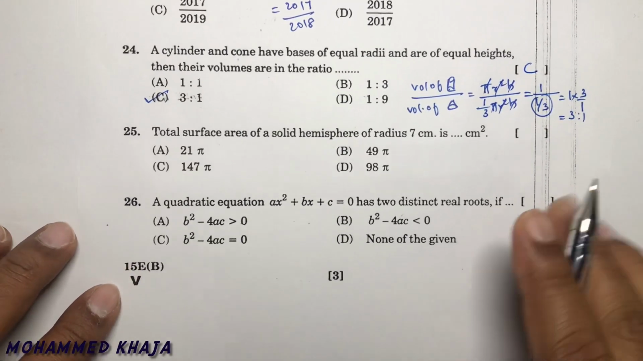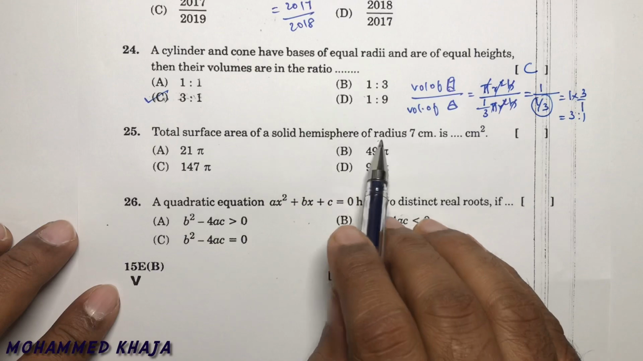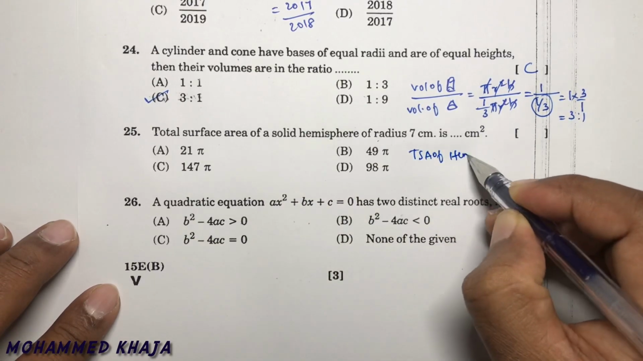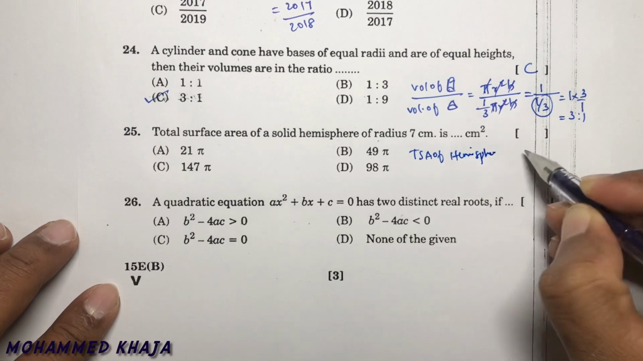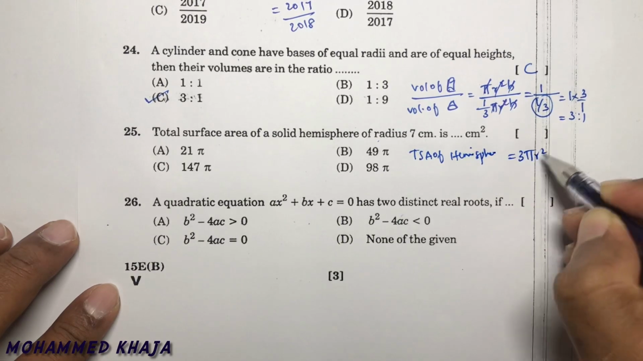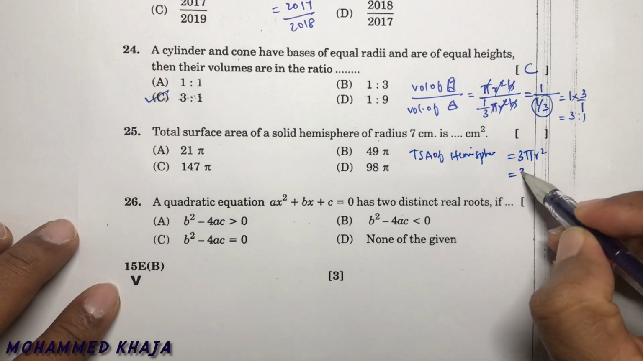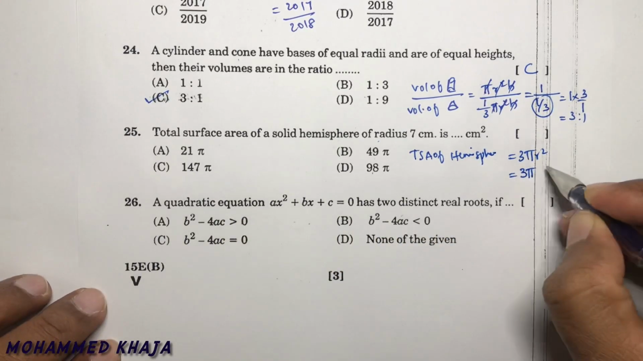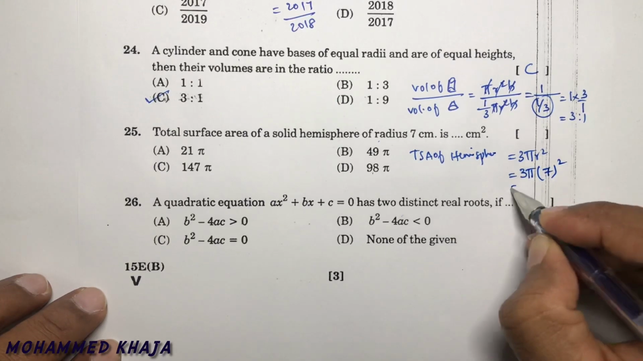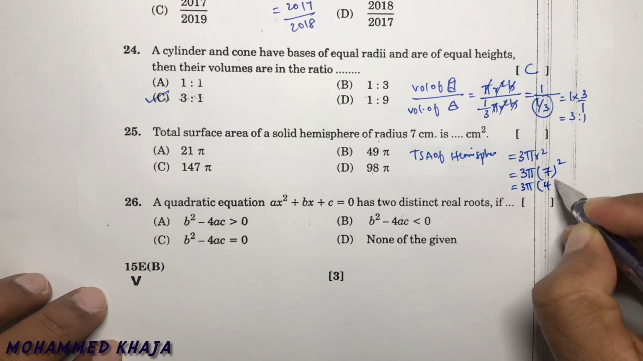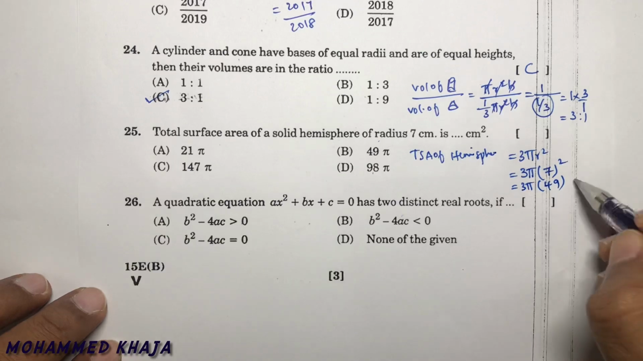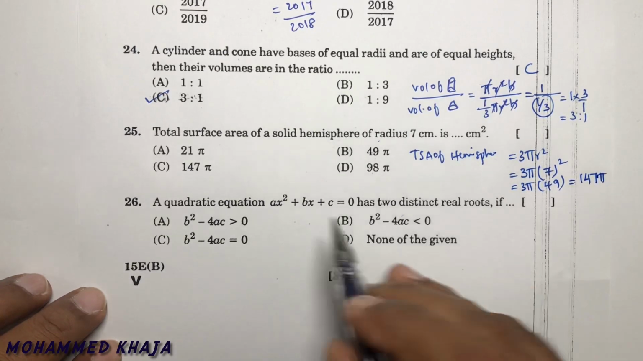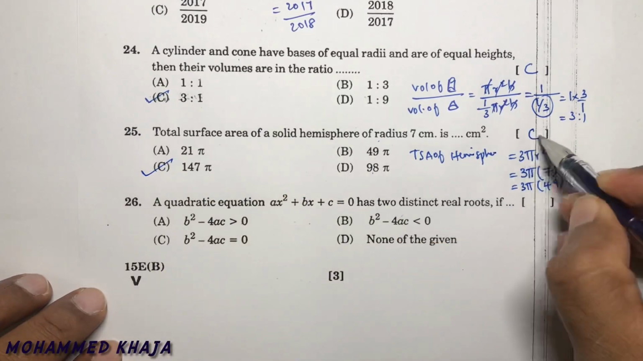The total surface area of a solid hemisphere whose radius is 7. The formula for total surface area of hemisphere is 3 pi r square. All the options are in terms of pi, so I'll write pi as it is. Radius is 7, so 3 pi 7 square, 7 square is 49. 49 times 3 is 147 pi. So the correct option is C.